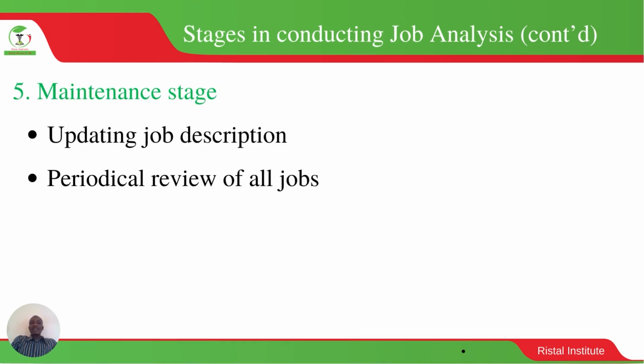Stage number 5 is now maintenance stage. What activities do we do under maintenance stage? One is updating job description. This job description needs to be updated quarterly or yearly. How do we update it? For example, new tasks are coming up. If you don't update it, then the employees are limited to only what they were given before.